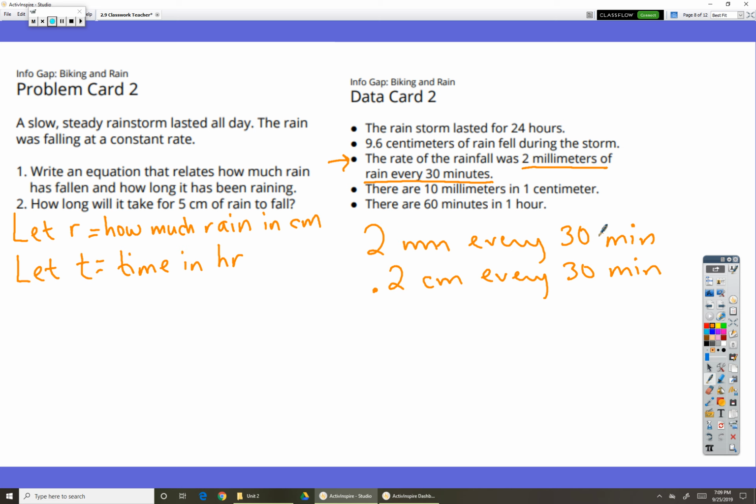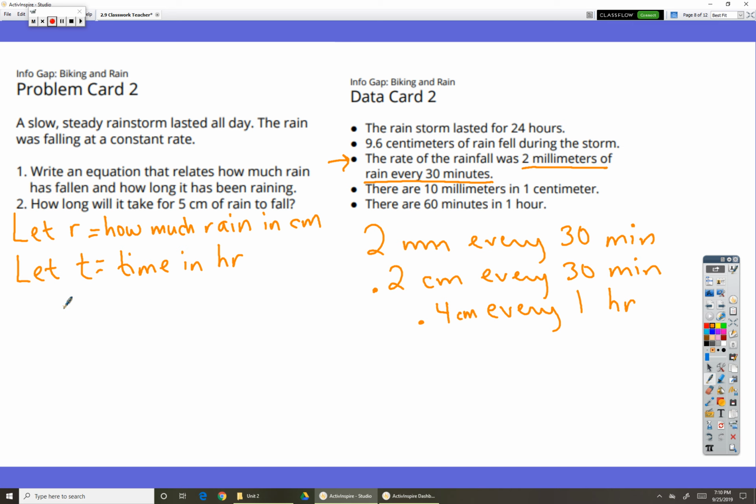This is stating the same thing. 2 millimeters is the same amount as 2/10 of a centimeter. Now, I want to know how much rain is going to fall in 1 hour, because that'll give me a unit rate. So I'm going to say, how many centimeters every 1 hour? Well, an hour is twice as long as 30 minutes. So if I double 2/10 of a centimeter, I get 4/10 of a centimeter. So the rain is falling at the rate of 4/10 of a centimeter every hour.